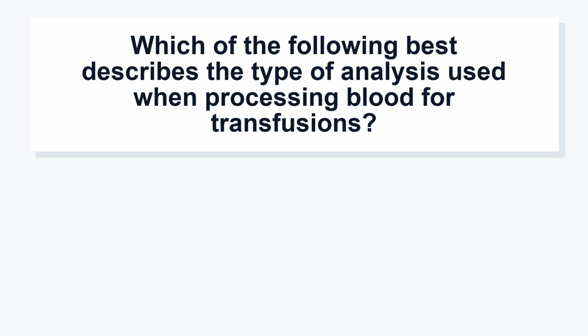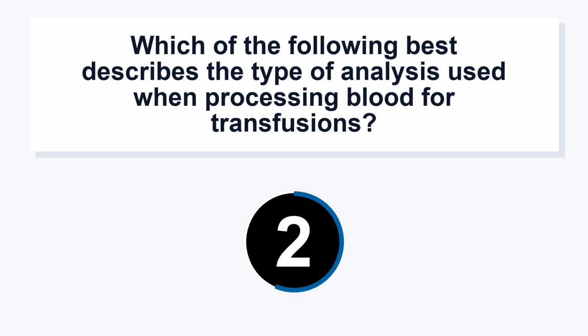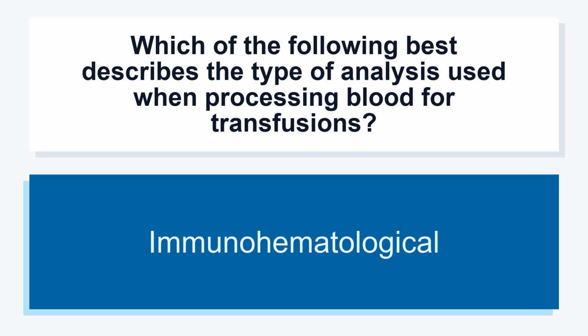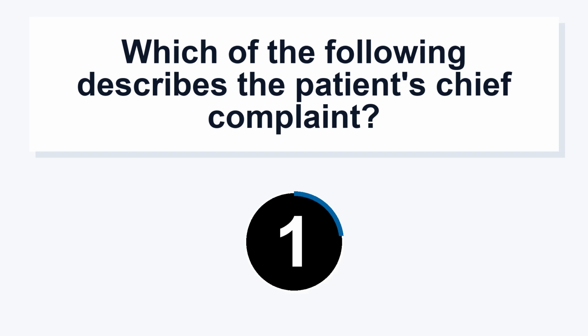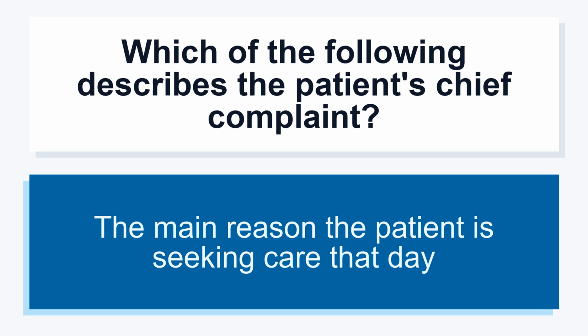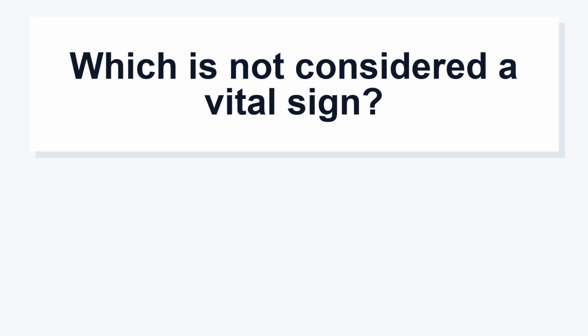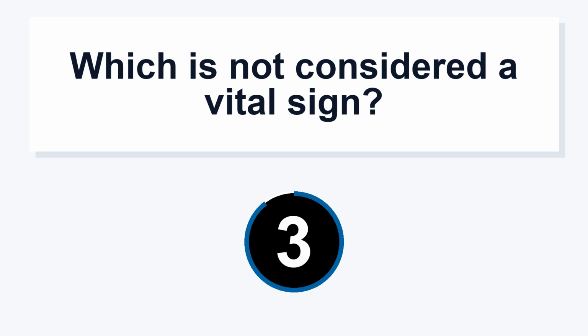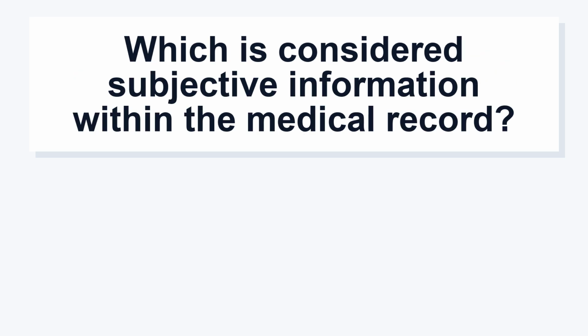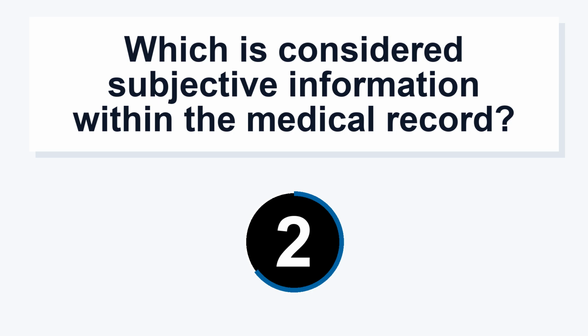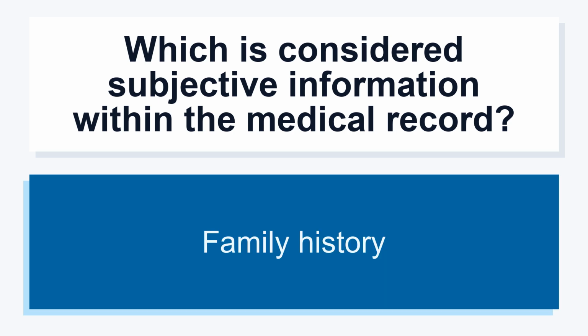Which of the following best describes the type of analysis used when processing blood for transfusions? Immunohematological. Which of the following describes the patient's chief complaint? The main reason the patient is seeking care that day. Which is not considered a vital sign? Weight. Which is considered subjective information within the medical record? Family history.